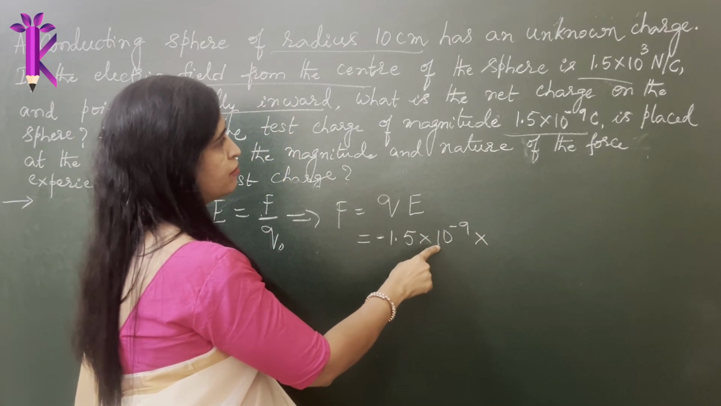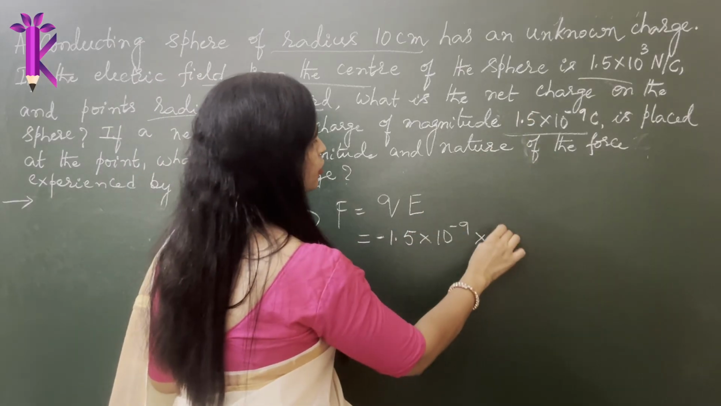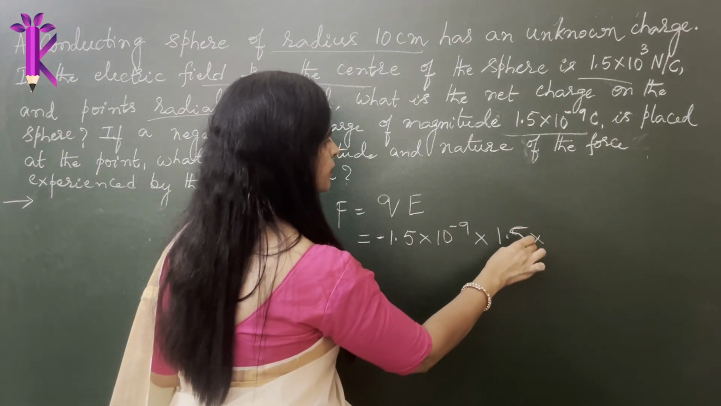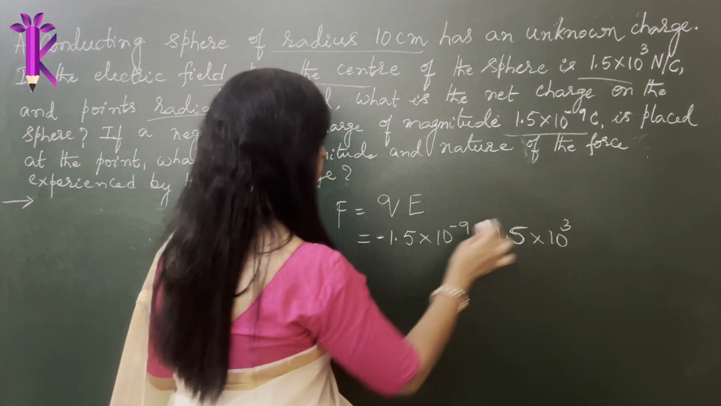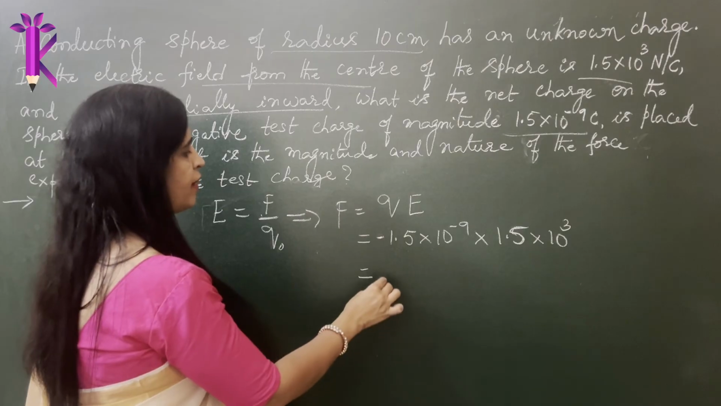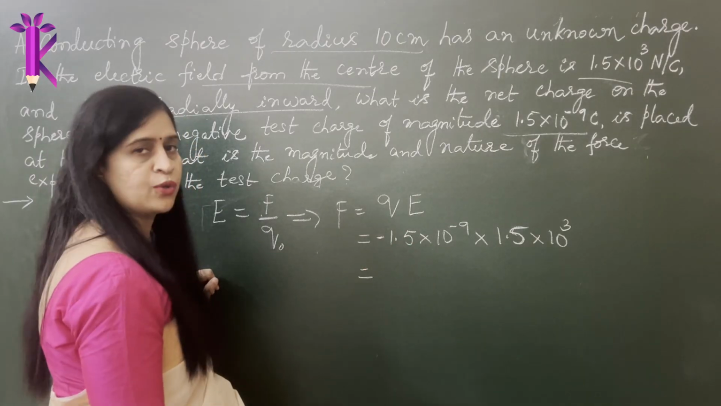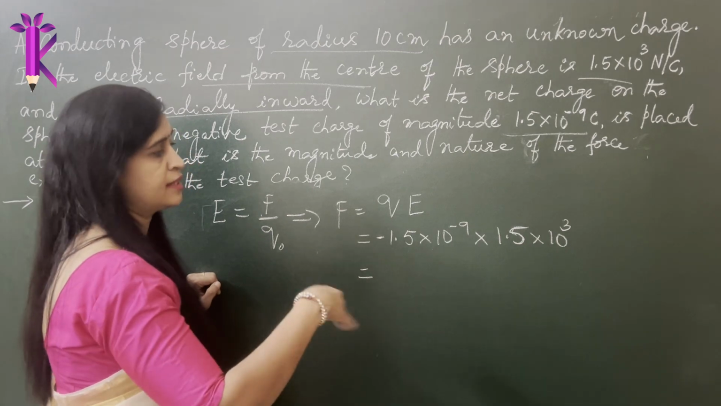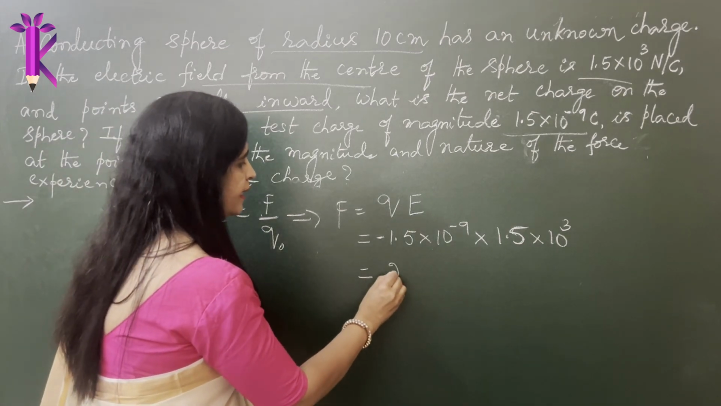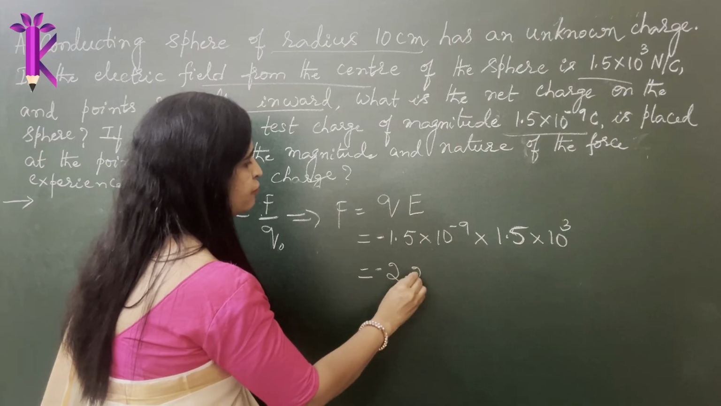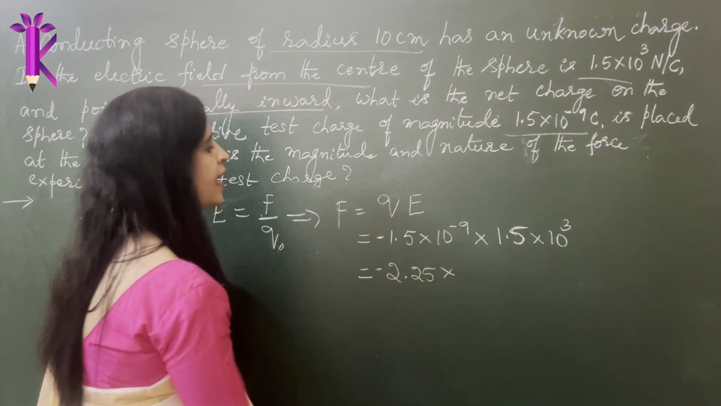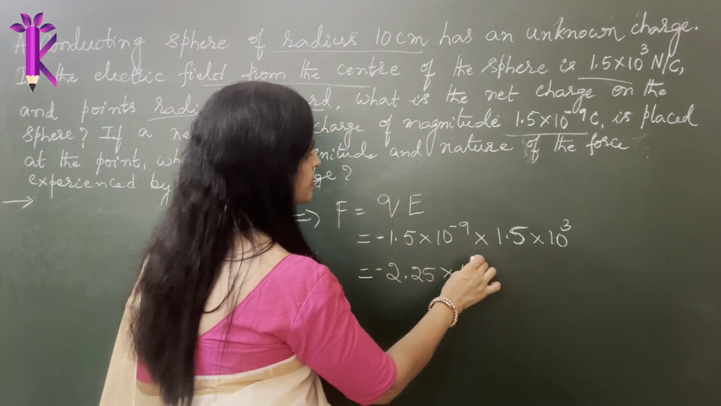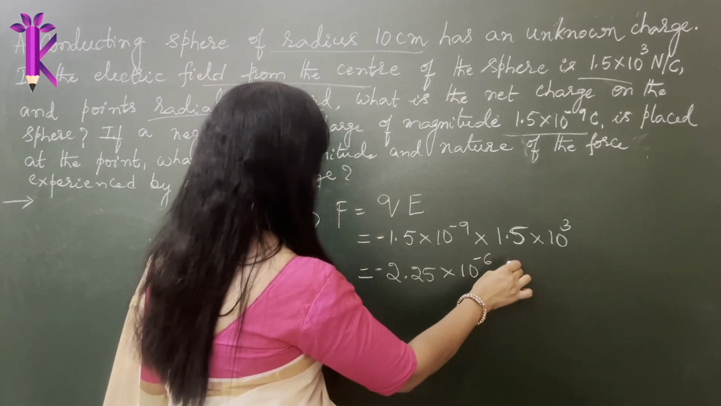So minus 1.5 × 10^-9 times the electric field value, which is mentioned as 1.5 × 10^3. 1.5 times 1.5, you can directly write as 2.25. If you do not know, you can convert, or you have a calculator, you can multiply. So minus 2.25, and 10 to the power of minus 9 plus 3 is minus 6.